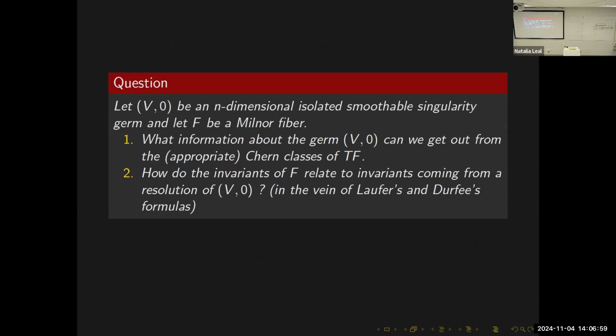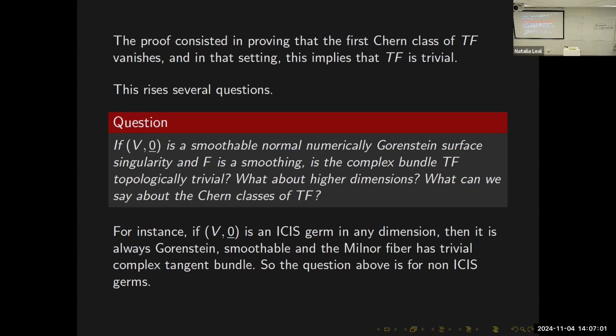Now, how important is the Gorenstein assumption? Because if it's not Gorenstein, then I think there are examples where this tangent bundle is not trivial. Is it crucial? Well, in dimension 2, I know that if it is Gorenstein, then the tangent bundle is trivial. I mean the numerically Gorenstein. Okay.